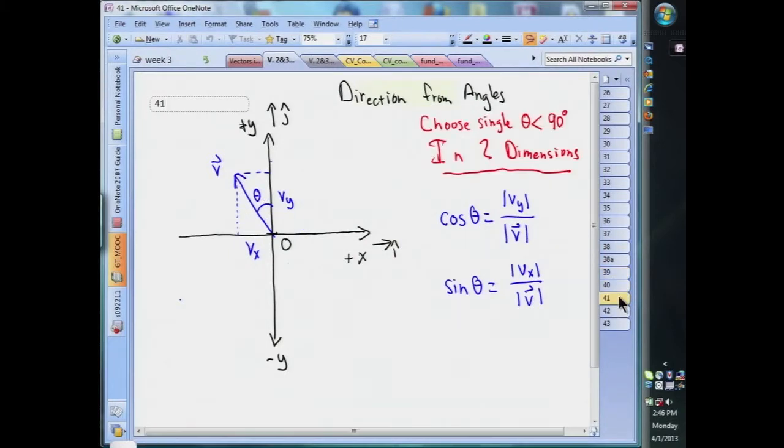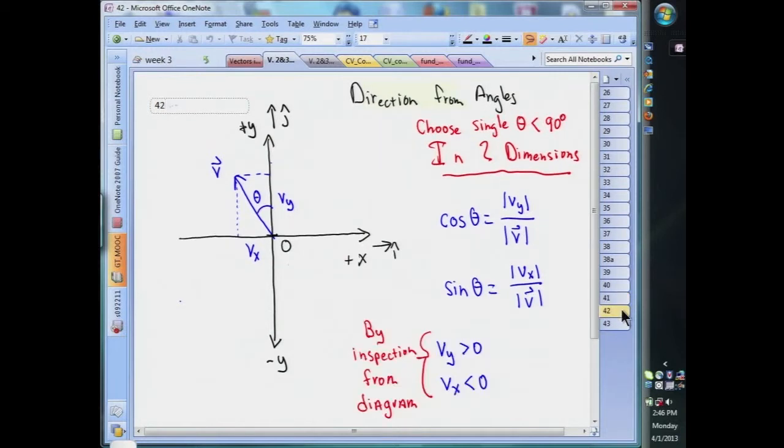Now in 2 dimensions, we can think of this in terms of a single angle, where we use the appropriate trig function to relate the vector's magnitude to projections along each axis. Here, I find it helpful to work with angles that are less than or equal to 90 degrees and use trig to relate the magnitude of the vector to the magnitude of the components, and then use the sketch to determine the sign of the components. Let's try this on this example.